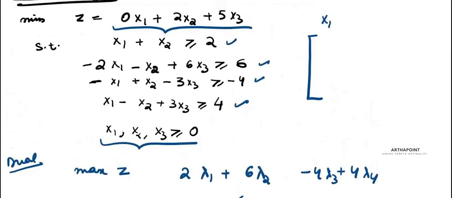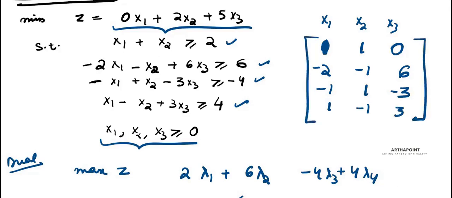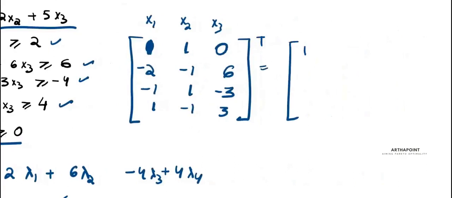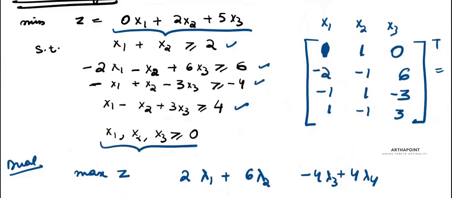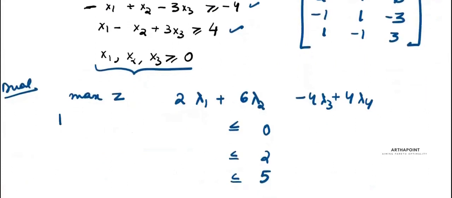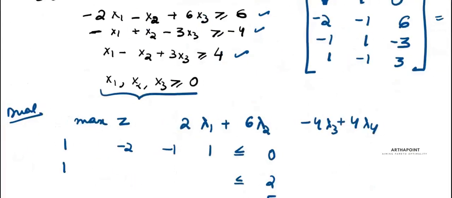So the initial matrix in x1, x2, x3 is 1, 1, 0, minus 2, minus 1, 6, minus 1, 1, minus 3, 1, minus 1, 3. So this is your initial matrix. And when you find the transpose of this matrix, this is going to be 1, minus 2, 1, minus 2, minus 1, 1. So 1, minus 2, minus 1, 1. Then you will get 1, minus 1, 1, minus 1, 1, minus 1, 1, minus 1.